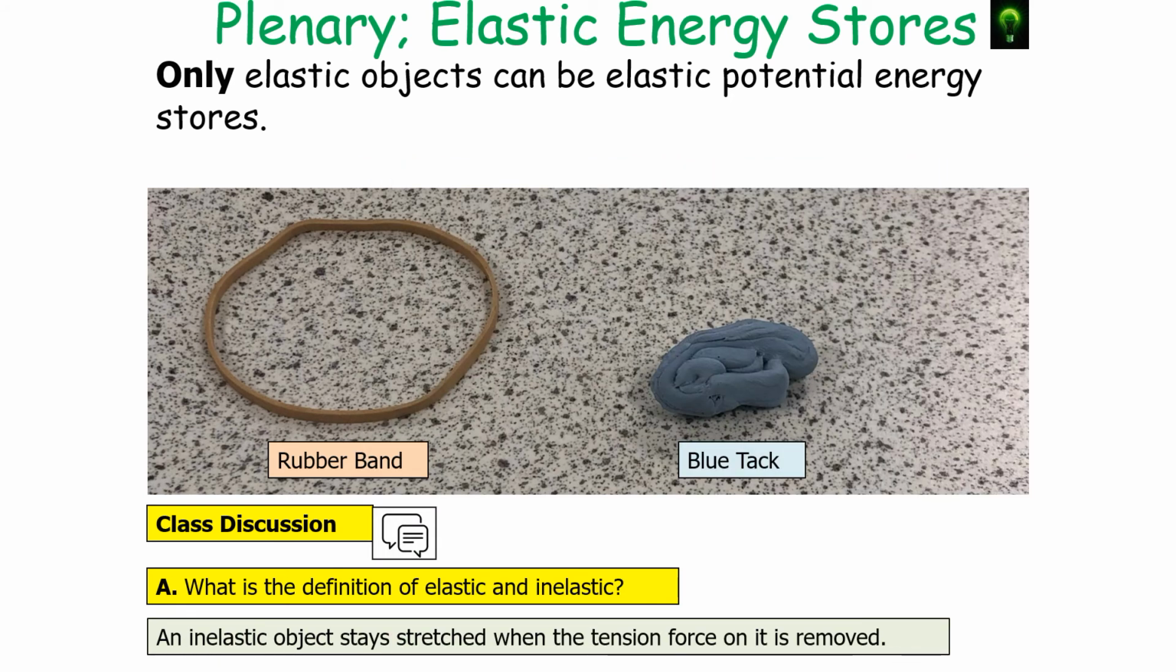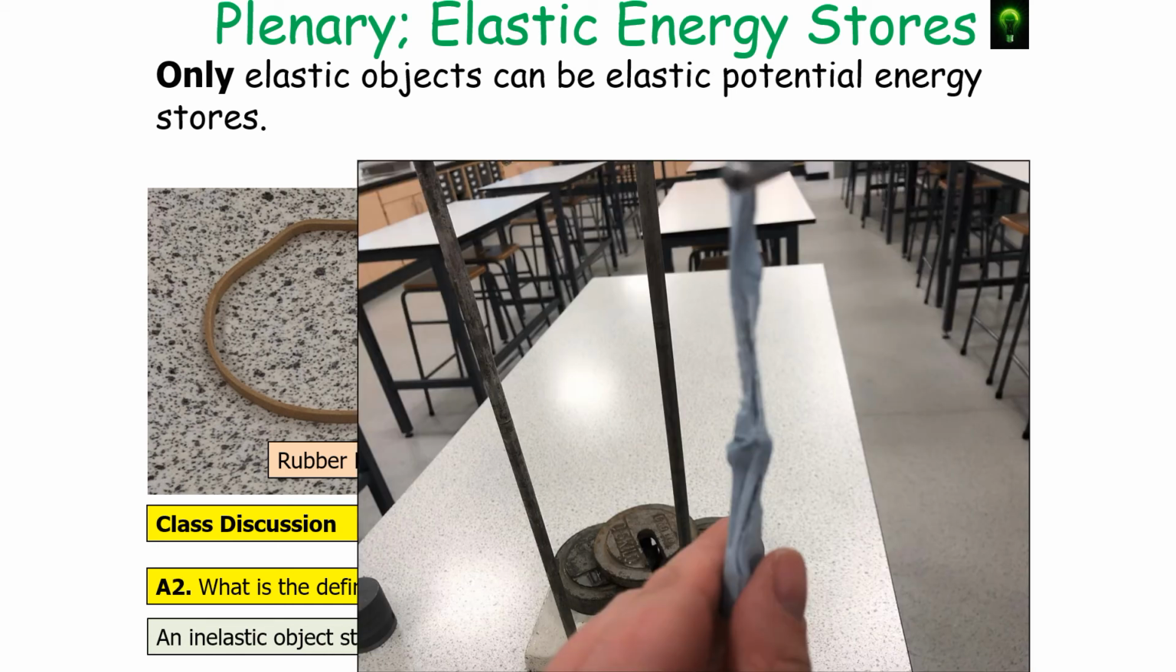Whilst an inelastic object is an object which stays stretched when the tension force on it is removed. For example, with blue tack you can stretch out this object, and when you remove that stretching force, that tension, the blue tack stays stretched.